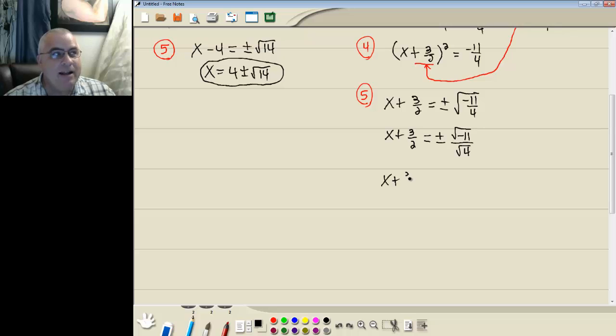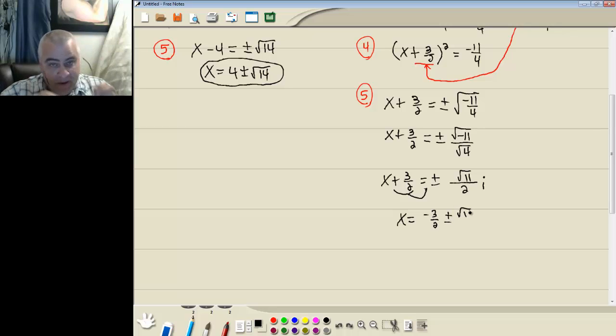because square root of 4 is 2. Now up on top, notice we got a negative inside of our square root. If you remember, a negative inside of a square root gives you an i. So this is going to become square root of 11, and I'll go ahead and put the i to the side, like that. Again, negative inside of a square root gives you an i. Now we're solving for x, so I'm going to take the 3/2 and move it over. So we got x is equal to -3/2 plus or minus square root 11 over 2 i. And that's our answer.